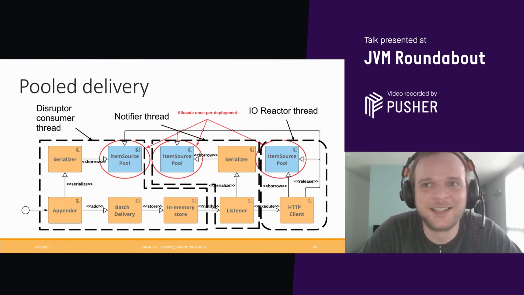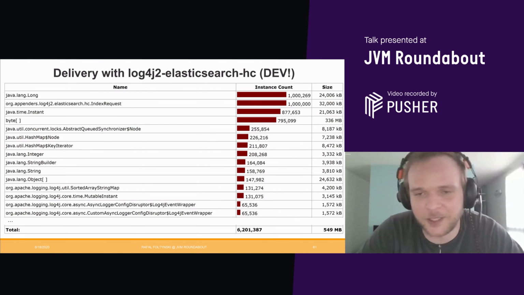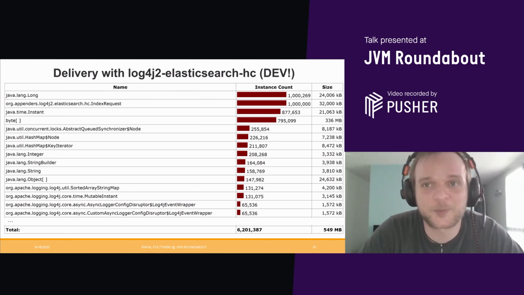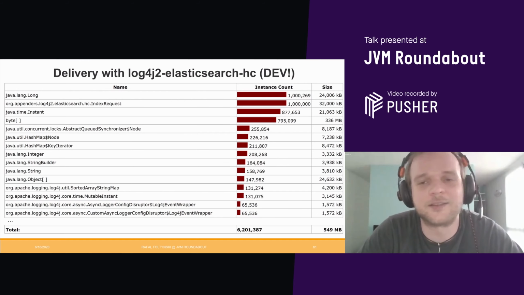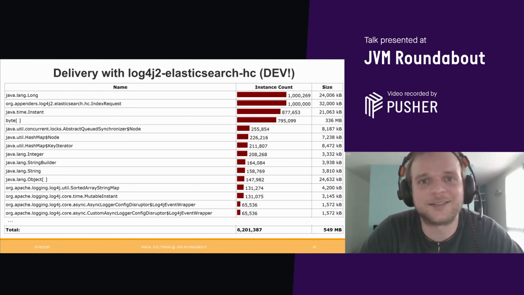So let's see how it runs. Delivery with the development version of the HC components needed 6.2 million objects to actually do the same amount of work as the previous two, the Jest one and the current master. Also, a total of 549 megs was allocated to handle exactly the same workload as the previous string-based non-pooled Jest did.